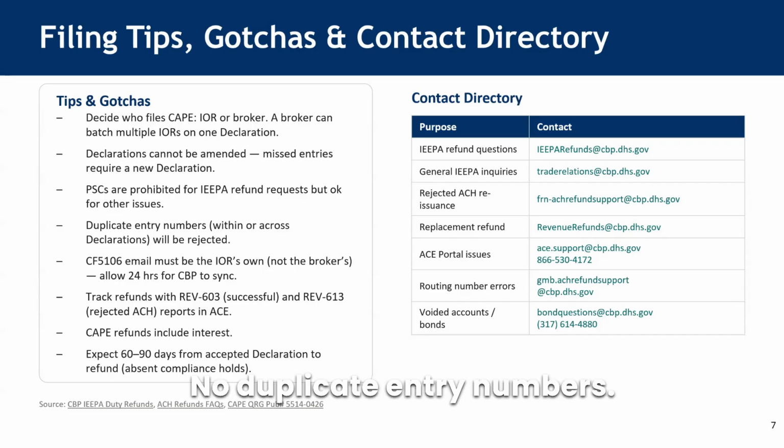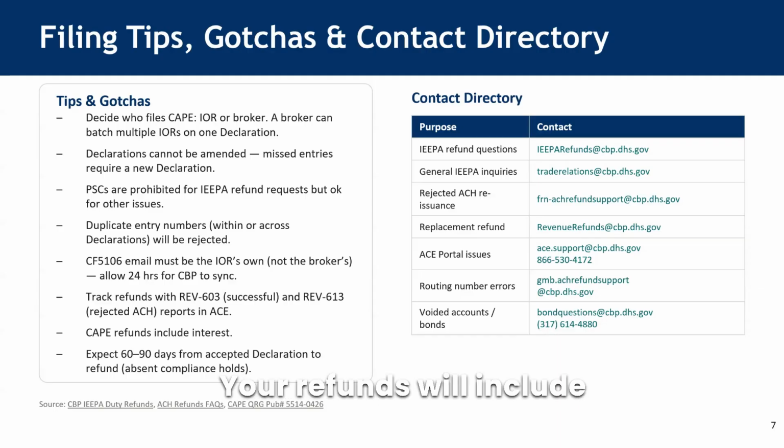Okay. No duplicate entry numbers. I hope that helps some of you out there with PSC confusion. The CF 5106, which is your importer identity, that email has to be in the importer of record's own ACE profile and not the broker's. If you've updated that with CBP, make sure you give them at least 24 hours for their systems to sync up. You can track your refunds with these ACE reports, a Rev 603 and a Rev 613. Those are going to help you track your refunds.